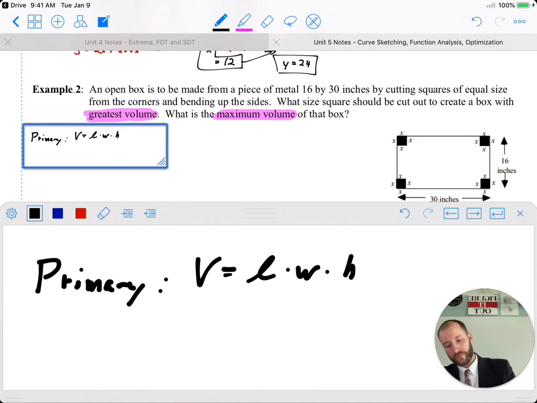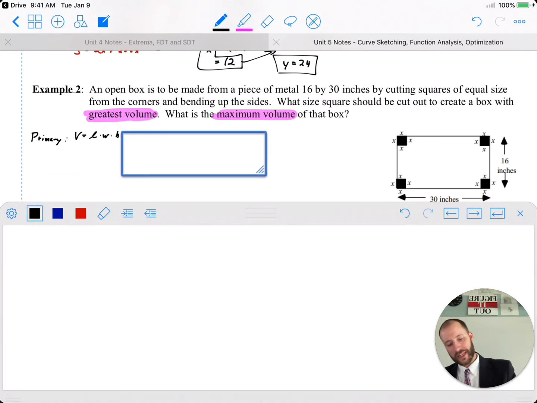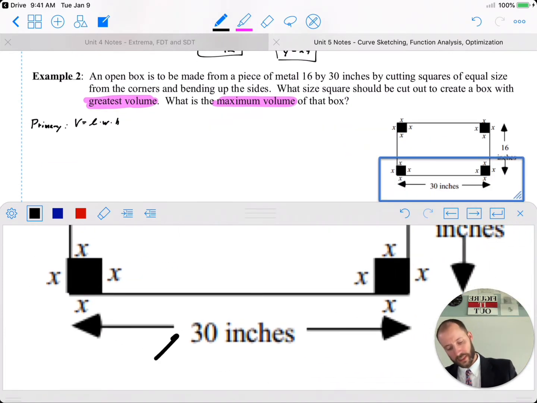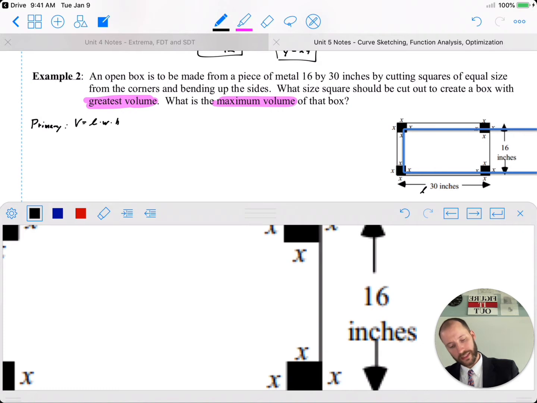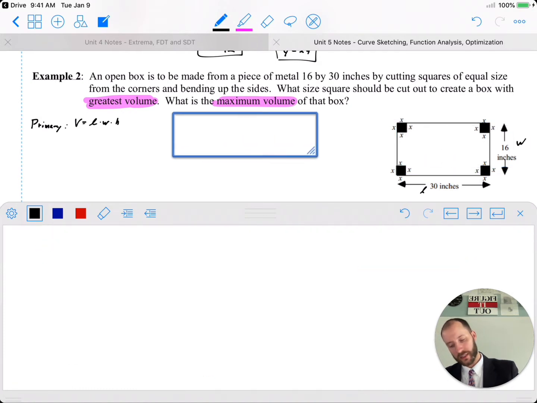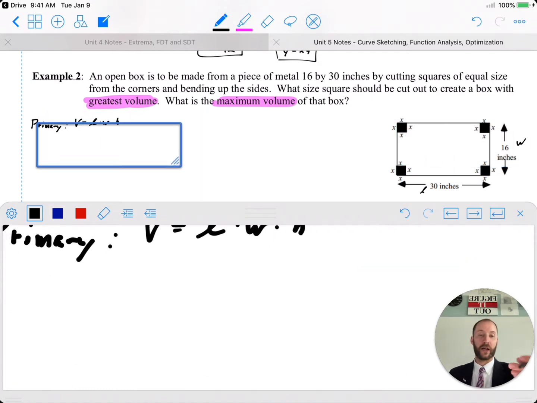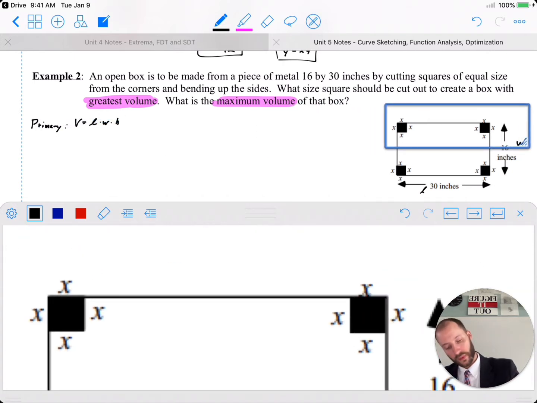Okay? So our length, let's say length is right here. Width, let's say width is here. Height is however big a square you cut out to fold up. So the height of the box is dependent on how big a square you cut out. You cut out a small square, it's a small height folding up. Cut out a big square, bigger height folding up. So H is right there.